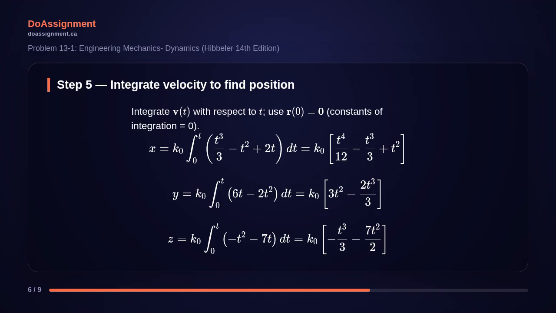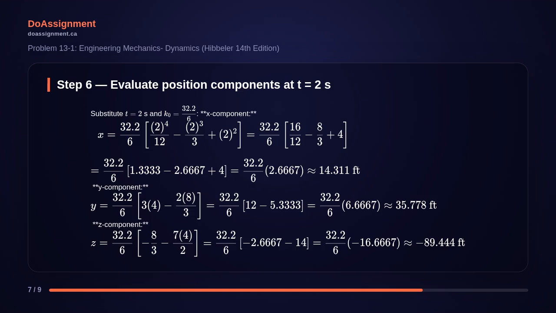Integrating the velocity components gives us the position components. Again, all constants of integration are 0 because the particle starts at the origin. Substituting t equals 2 seconds into each position formula, the x-coordinate is approximately 14.311 feet, the y-coordinate is approximately 35.778 feet, and the z-coordinate is approximately negative 89.444 feet. The large negative z value reflects the strong downward pull of gravity over 2 seconds.